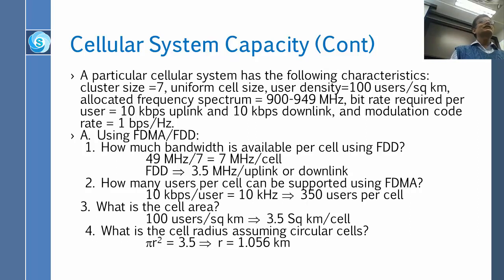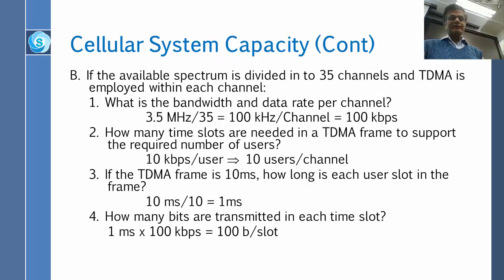Right? So there is a square root there, but other than that, it's very simple. Part B. If the available spectrum is divided into 35 channels and TDMA is employed within each channel, what is the bandwidth and data rate per channel? Okay, so now you have to differentiate between the user and the channel, just like we did there. There was a multi-frame, a frame, and a burst.